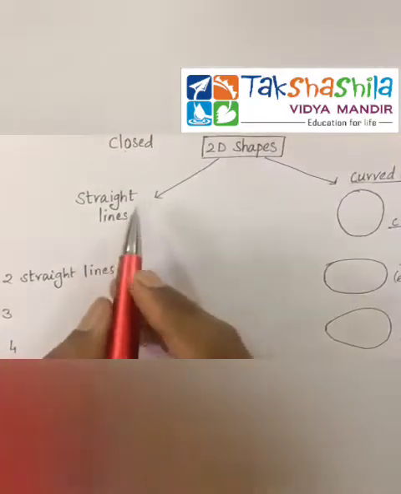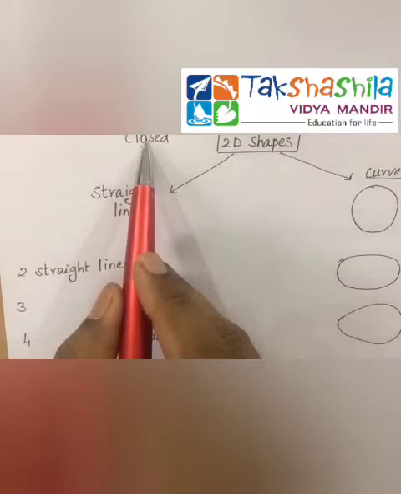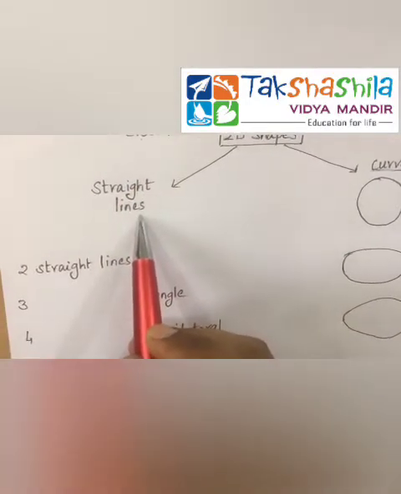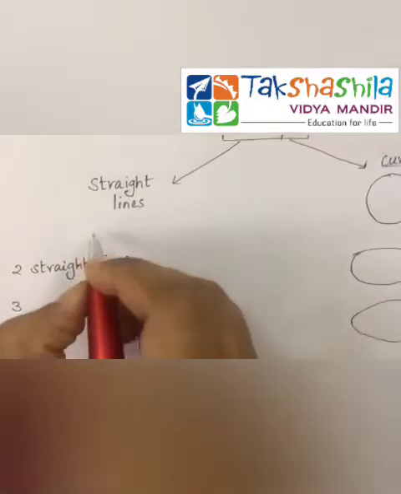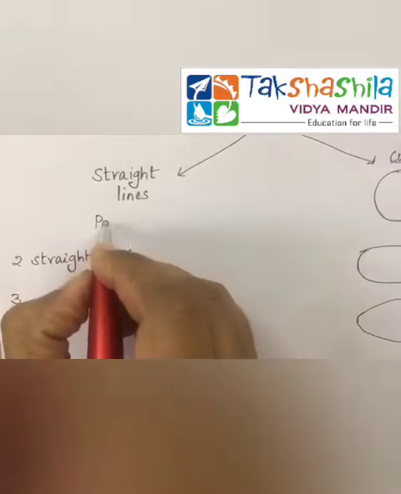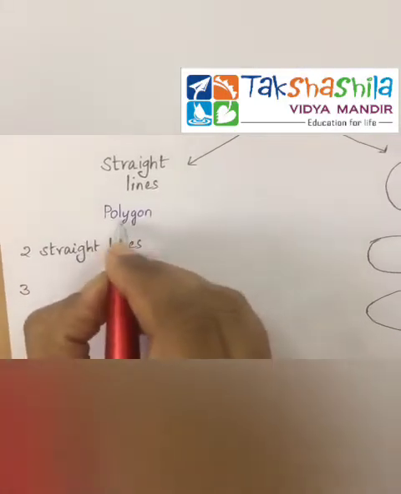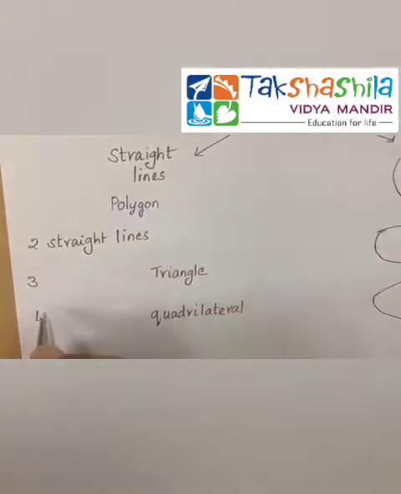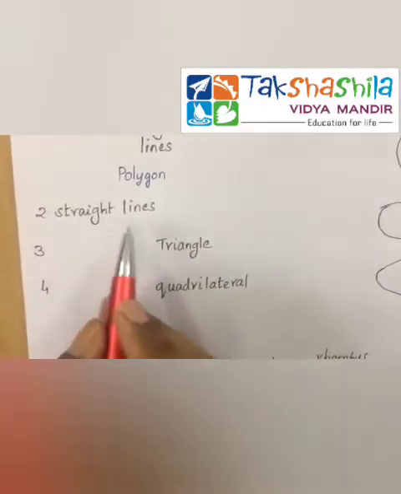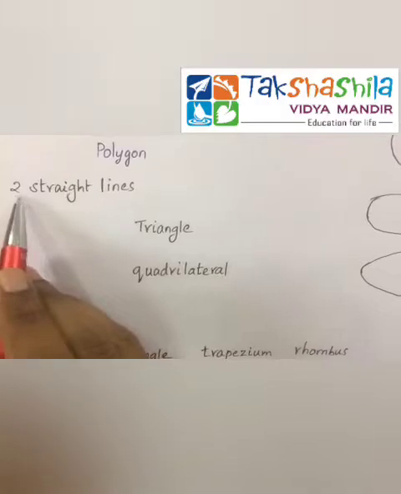Now we are going to see a closed shape made up of straight lines. Do you know what it is called? It has a special name. It's polygon. Polygon. I asked you to draw a shape using 2 straight lines.